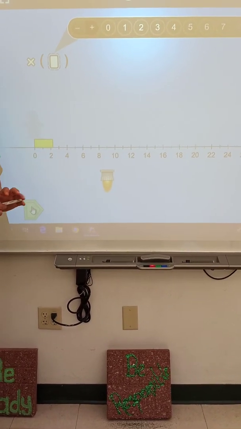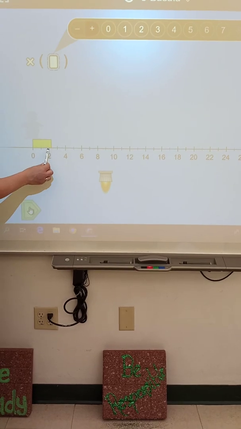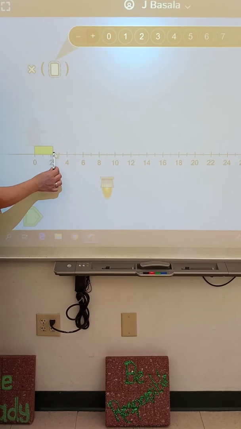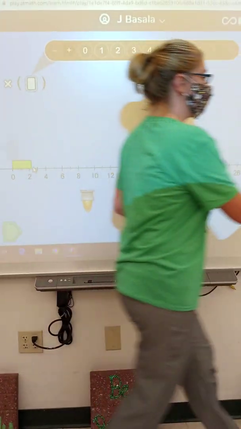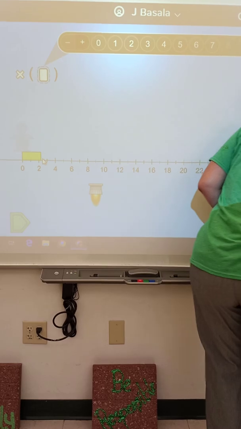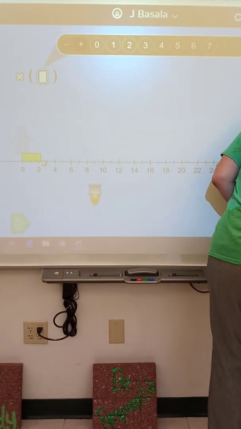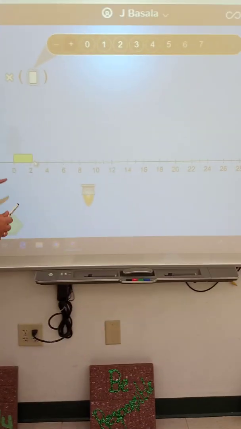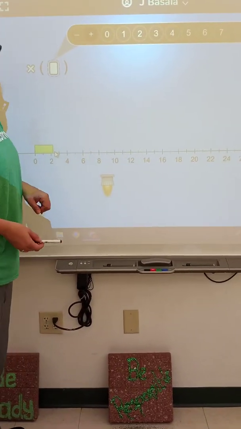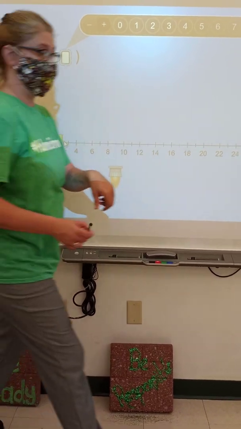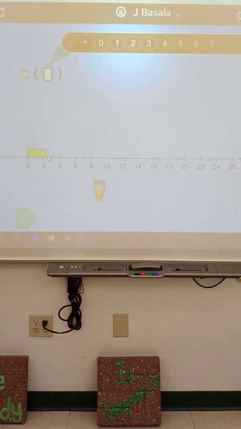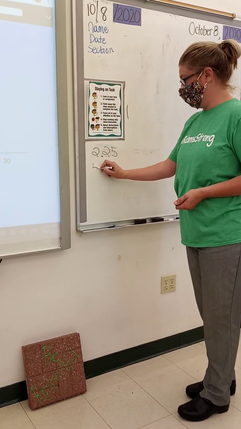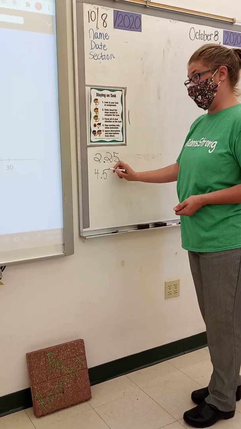Now we're doing 0.25. 2, 3, 4. Halfway between 2 and 3 is 2 and a half, but it's even smaller than that. So it's going to be 2.25, which means 2 and 1/4. And I need to get between 8 and 10. So 2.25 is that. If we have another 2.25, we would have 4 and a half.